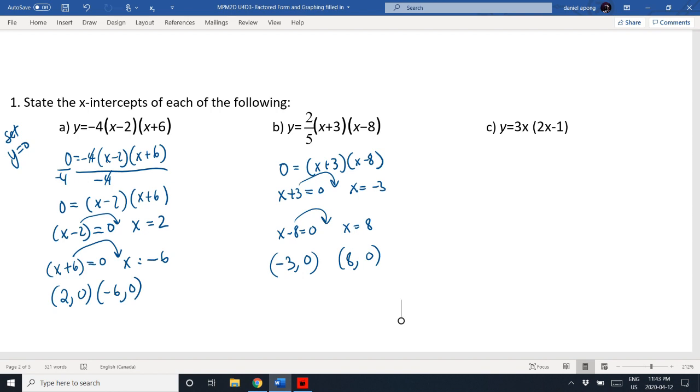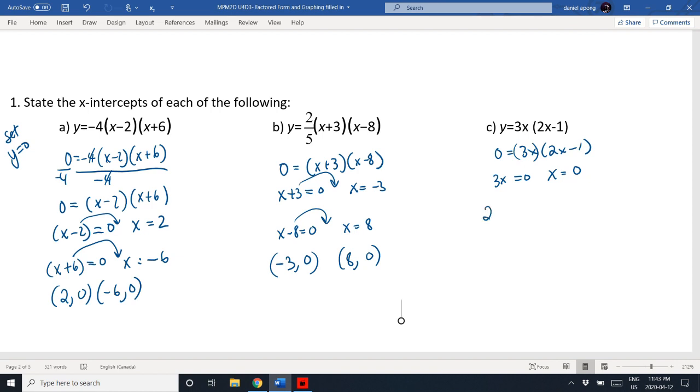Let's look at C. What values of x would make this equation 0? So the first thing we can do is set y to 0: 3x, 2x minus 1. So it's either going to be the 3x is equal to 0, and for this to be true, x has to be 0 to make 3 times whatever it is 0. So x has to be 0.